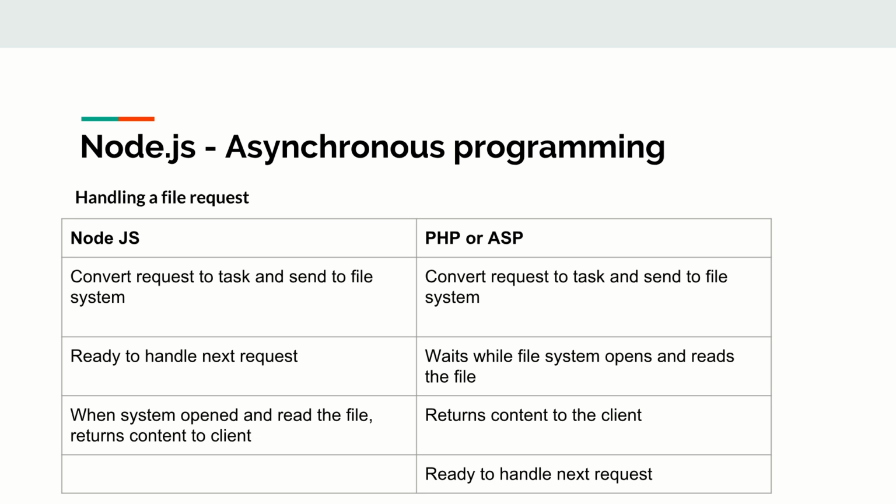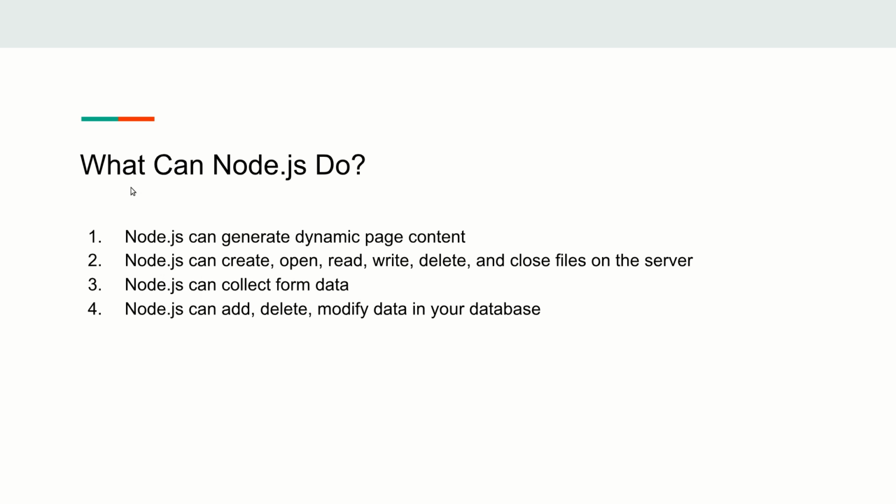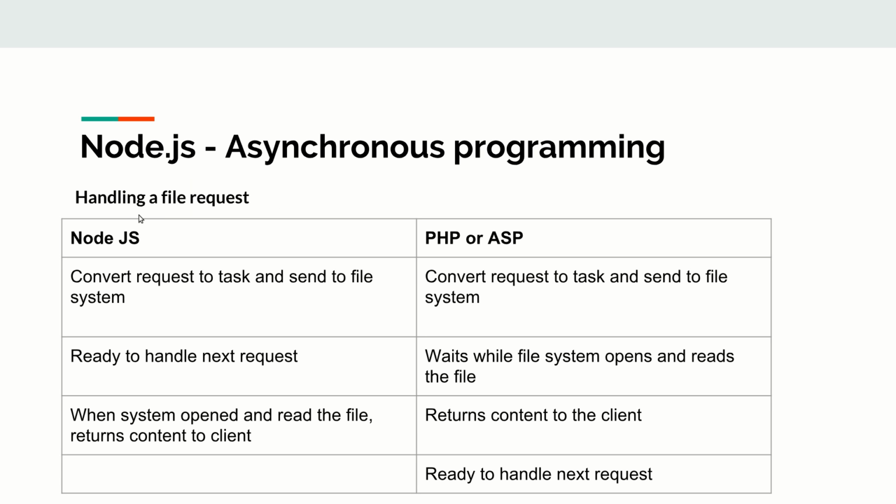Let's come to the actual scenario. Let's say your client makes a request to your server to handle a file. Both PHP and Node.js will convert the request to a task and send it to the corresponding file system. PHP will wait for that operation to complete and then return the content to the client, and then it is ready to handle the next request.